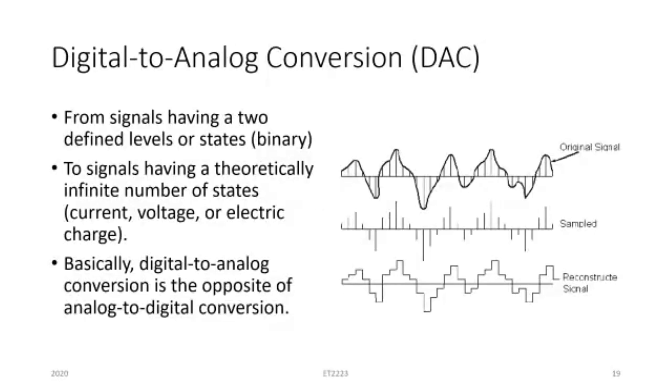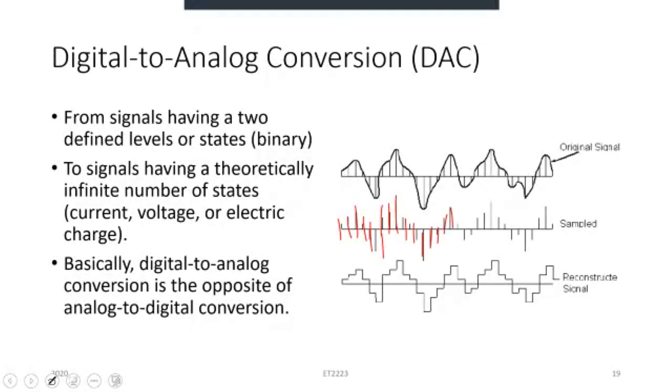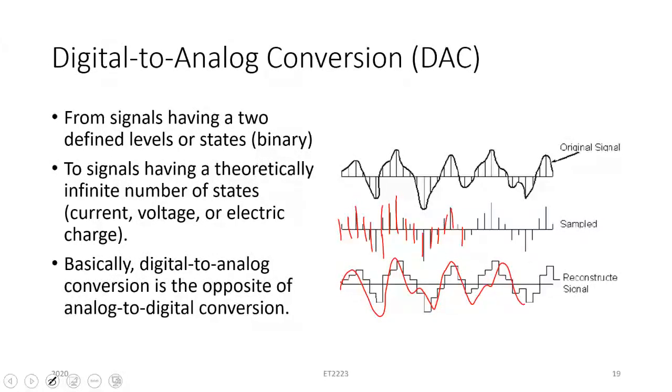The basic idea is we will have these sampled values, so discrete sampled values. Then we will have to somehow convert that back into an analog signal. We start from a finite number of values in our digital signal, and the resulting analog signal should have an infinite amount of values. Hence it will be an analog signal.